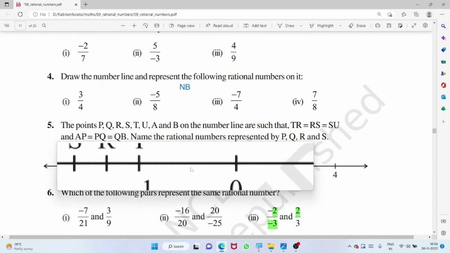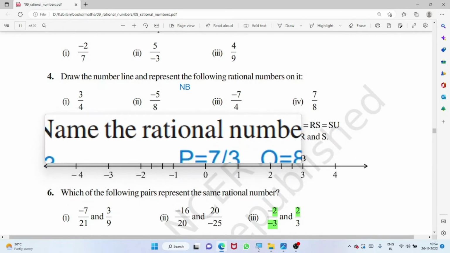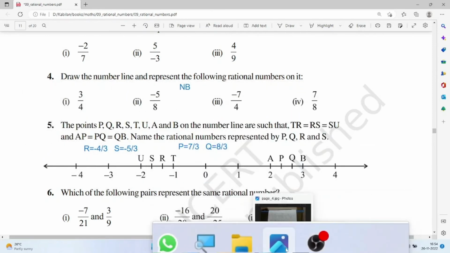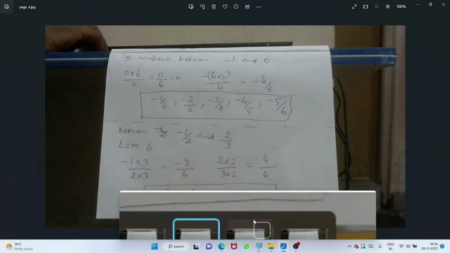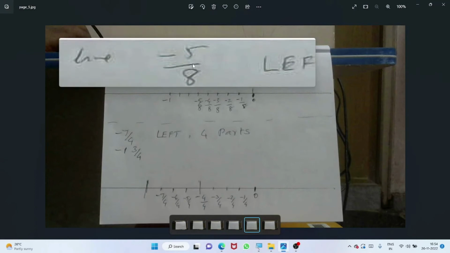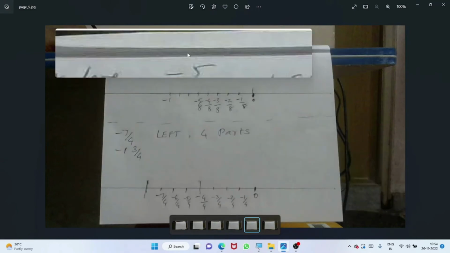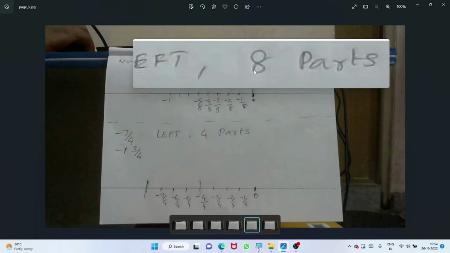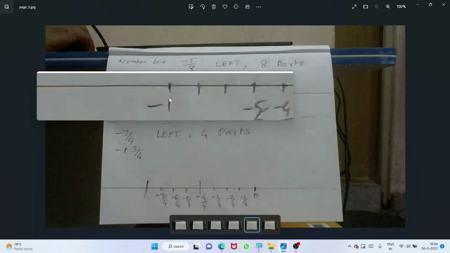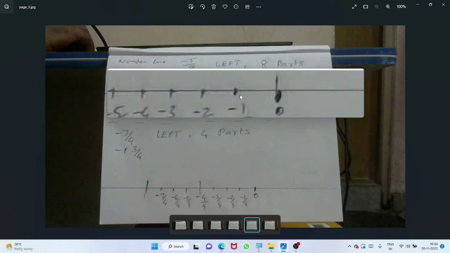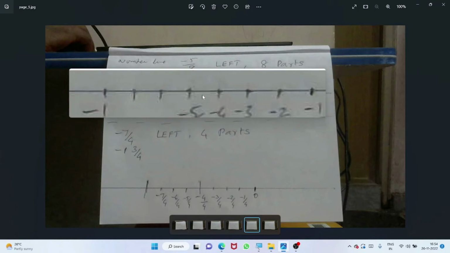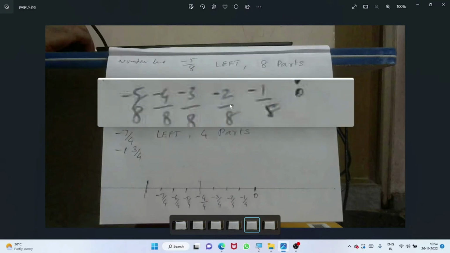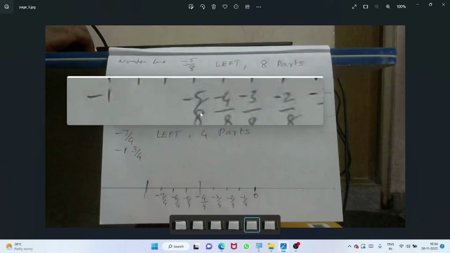Draw the number line. Okay, I already showed you how you can do the number line with these 8 parts, 4 parts. So here you see minus 5 by 8. This is a negative number, so it has to be on the left side of 0. Then there are 8 parts between 0 and minus 1. This is 0. Now there are 8 parts: 1, 2, 3, 4, 5, 6, 7, 8 parts. Minus 5 by 8 we have to represent: minus 1 by 8, 2 by 8, 3 by 8, 4 by 8, minus 5 by 8.